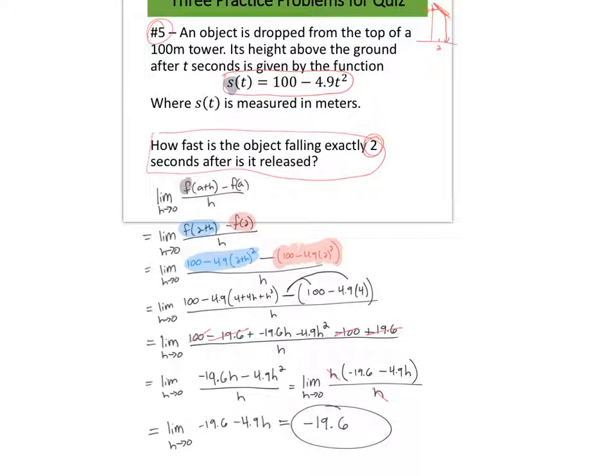It means that it is falling down. That's the negative part. It is falling down at a speed of 19.6 meters per second. So it's falling down from this tall tower at a speed of 19.6 meters per second. So that's the meaning of that negative 19.6.